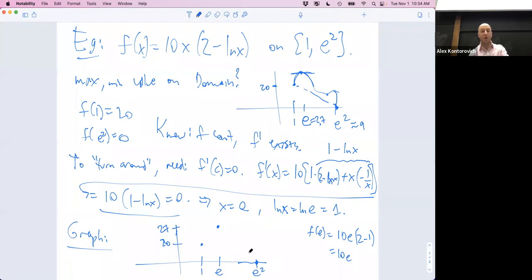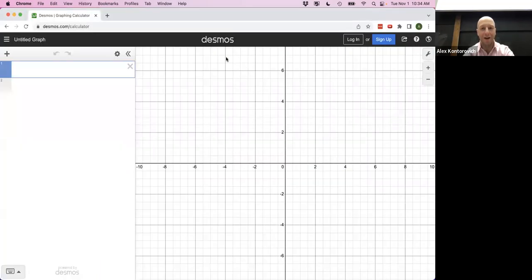Here's where the function starts, and it doesn't turn around anywhere else. And so without doing anything, just using our mind, we have given a rough sketch of what this function looks like. Does that make sense? Just by thinking about maximum and minimum values of functions on intervals. Should we check if this is close to accurate? Okay. Somebody is going to have to tell me 10x times 2 minus natural log x. I think I can remember that. Okay, 10x times 2 minus ln x.